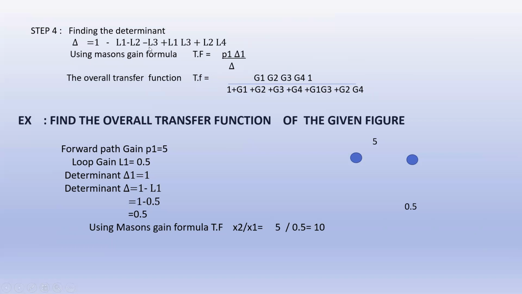If we substitute the gains of the corresponding loops and use Mason's gain formula, P1 del 1 by delta, we get the transfer function given over here. This is how we can solve the signal flow graph using Mason's gain formula.